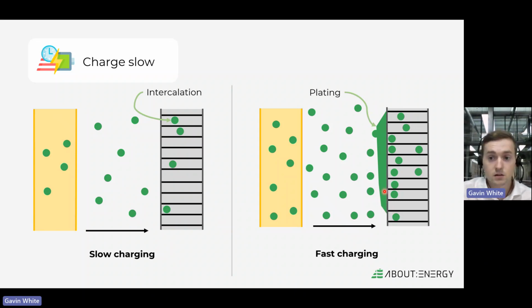And this is an irreversible reaction. So once the lithium ions have plated, they can't be used again. You've destroyed them. And when you charge fast, this can occur. So the simple rule would be just charge your battery as slow as you can to prevent this from happening. Because when the lithium ions have enough time to move across, they can find the time to slot into their space on the bookshelf.